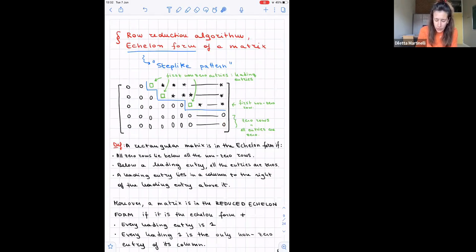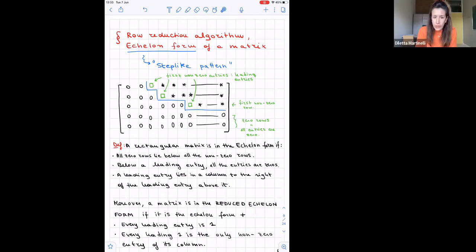And all the 0 rows lie below. So if there are 0 rows, they are below the non-zero ones. Then below a leading entry, so a leading entry is the first non-zero entry, and below that you only have zeros. So like this is the leading entry for the first row, and below you only have 0. This is the leading entry for the second row, and below you have only 0, and here for this other third row.